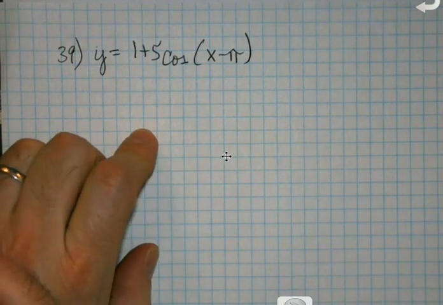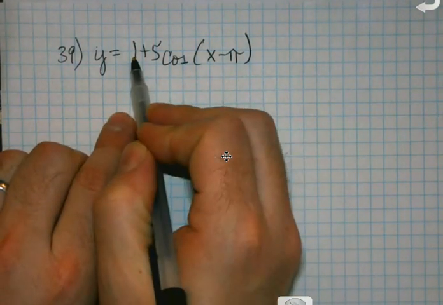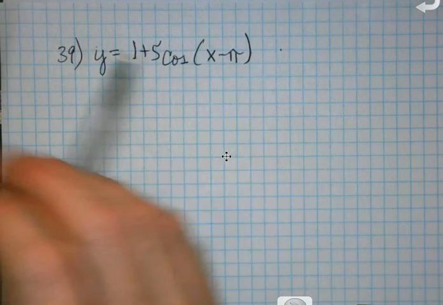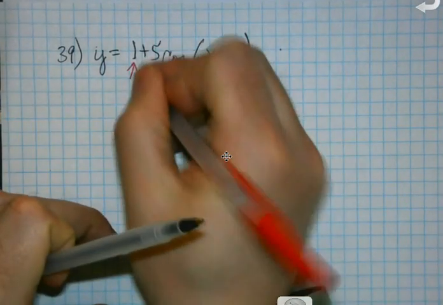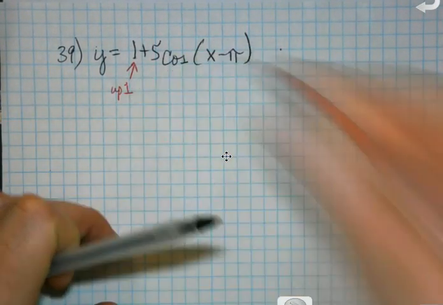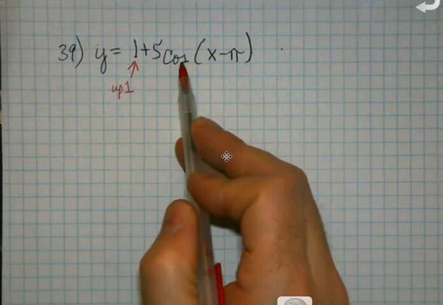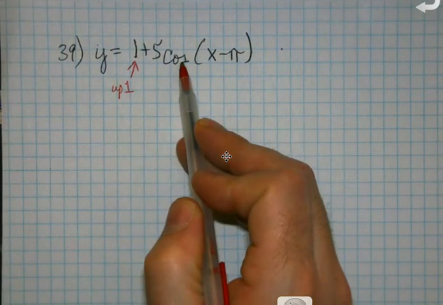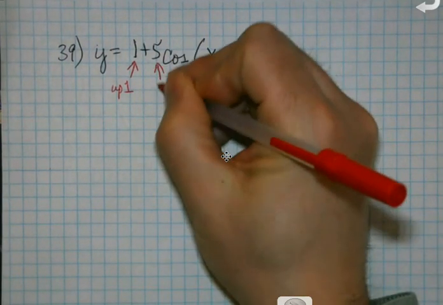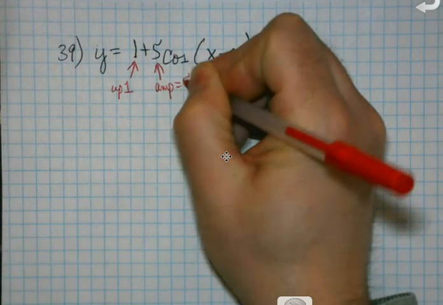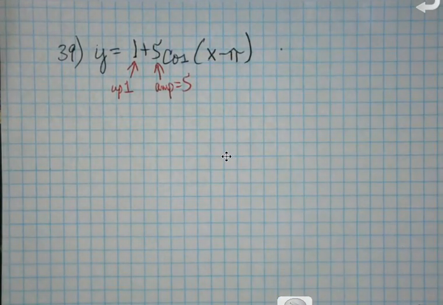We have this 1 in front, which would be the same as if I had a plus 1 at the end. So this guy here tells me I'm going to be shifting up 1. I have a coefficient in front of my cosine. So this guy tells me my amplitude is going to be 5. So we're going to be stretching way up and way down.